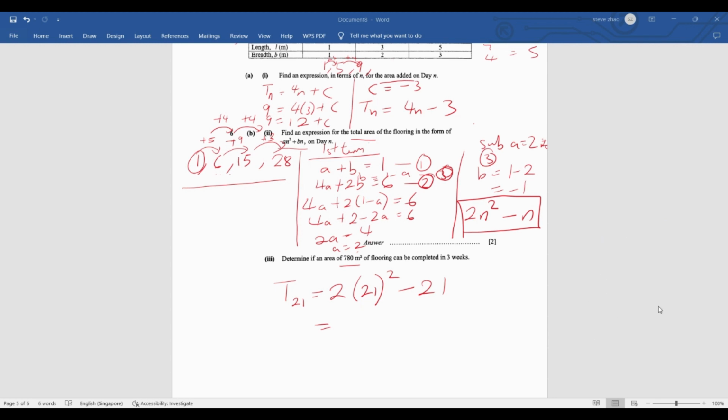Alright, 21 squared times 2 minus 21. 861. Okay. So you can cover 861 meters squared of flooring in 21 days, which is 3 weeks. So yes, it can be completed. If you want to be absolutely correct, I can say you can put a big sign, bigger than 780. So yes, of course.